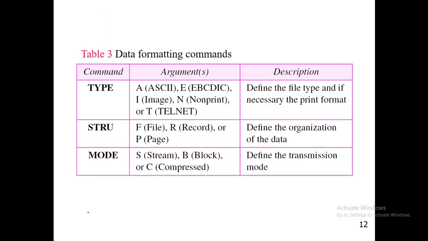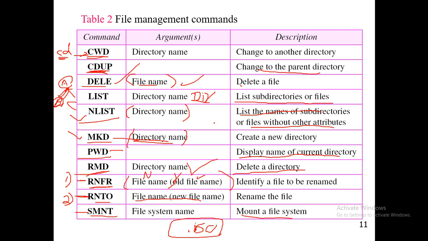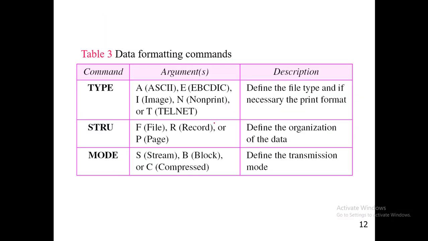This was all about the control, you can say, management commands. Let's talk about the data transferring commands. The first command is type. This command will define a file type, and if necessary, the print format as well. So this type will define which format you want. You want to go for ASCII, EBCDIC, or the image file, or non-print or telnet. So these are different arguments that you can pass using this command.